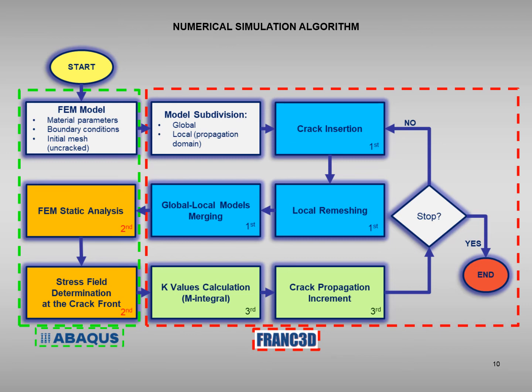Each simulation step consists of 3 phases. During the preprocessor phase, the new crack is geometrically inserted into the domain and it is remeshed with quadratic tetrahedral elements. Then the local and the outer global mesh are merged. The second phase is the finite element calculation, during which stresses and displacements are calculated for all nodes. The post-processor phase aims to determine the stress intensity factors for each crack front node and extend them towards their propagation direction.